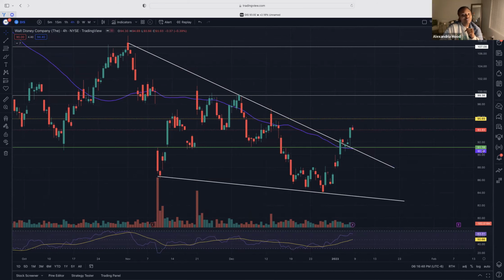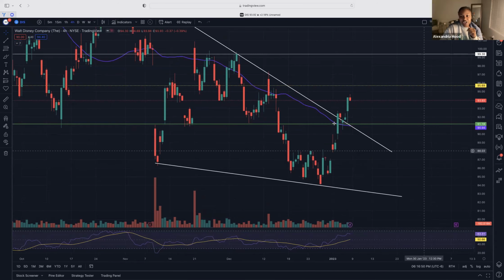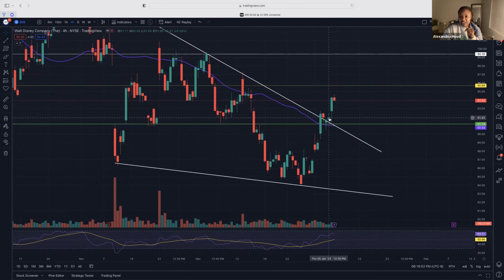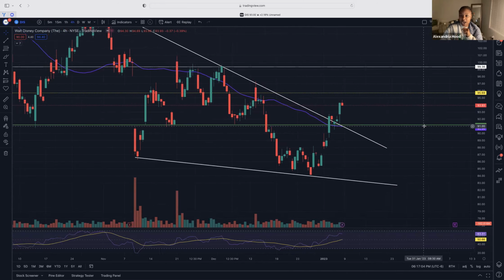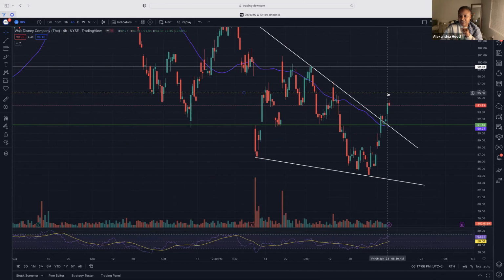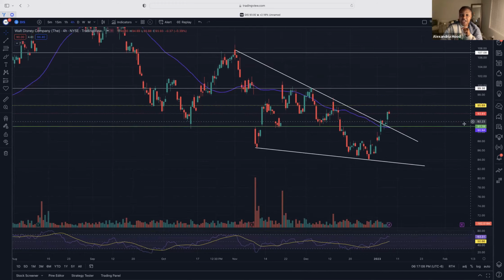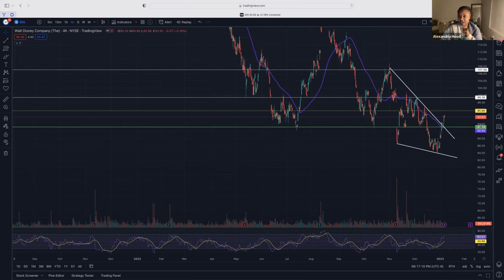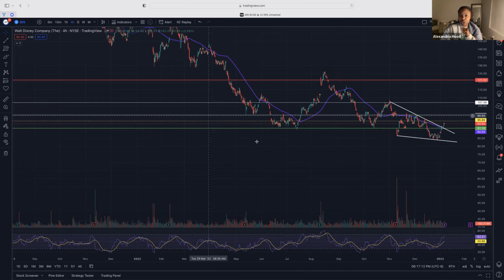And then y'all see that wick coming up off of it? And then the next day, y'all know we love to clear a level without touching it. We get this wick in there. So when I'm looking at Disney, it is this 95.70 that I am watching, and I'm looking at it more so for a rejection.